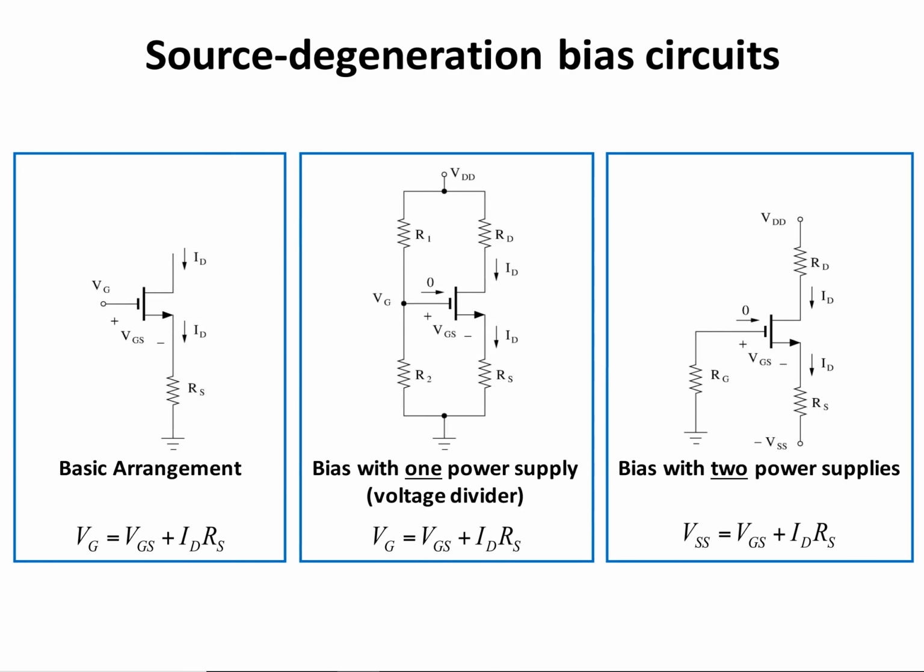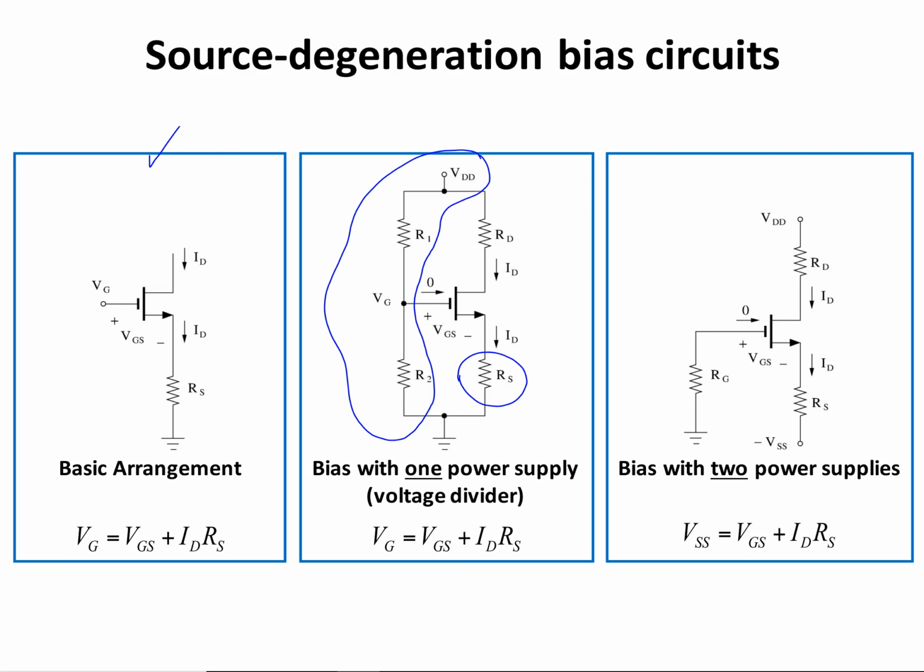Similar to the BJT case, for the source degeneration bias circuit, this is the basic arrangement, and you can build the same circuit by adding a voltage divider network to the gate. You have this source resistor to generate the source degeneration bias circuit, and in this configuration you can use only one power supply.